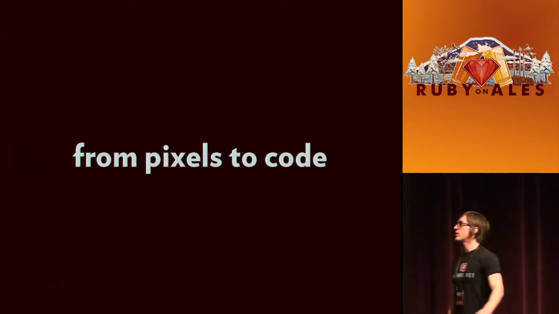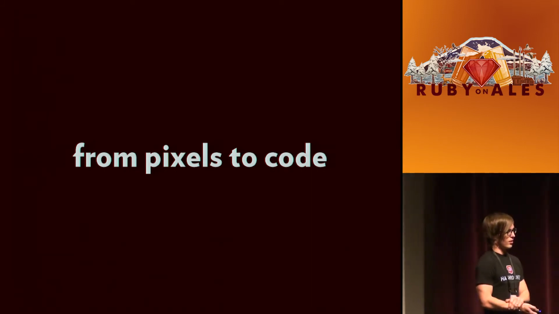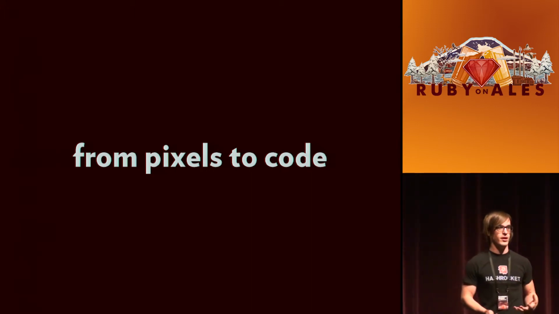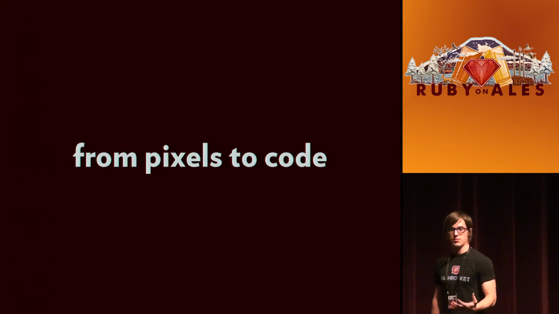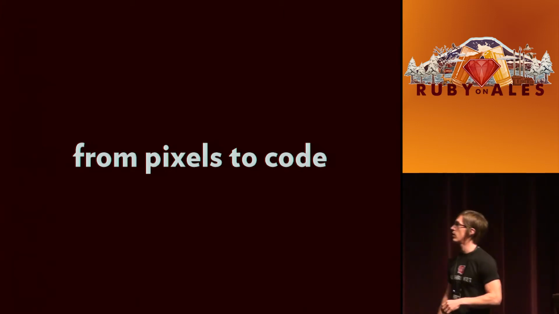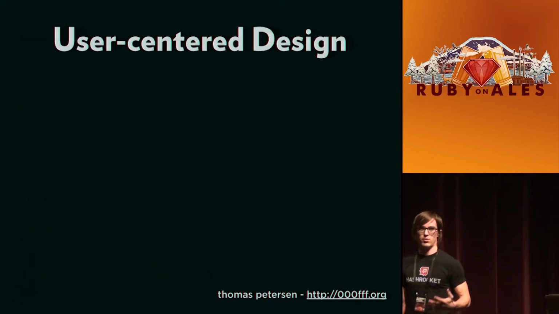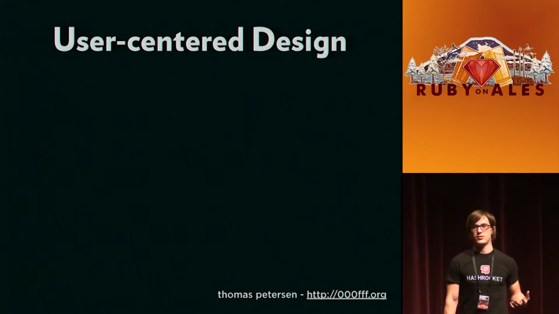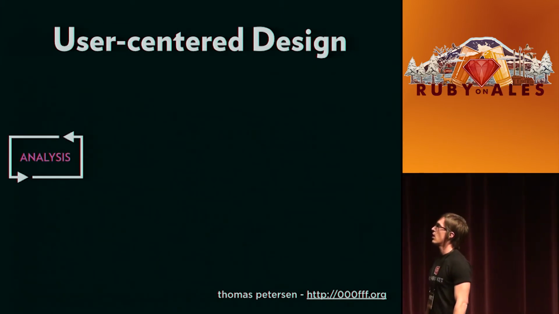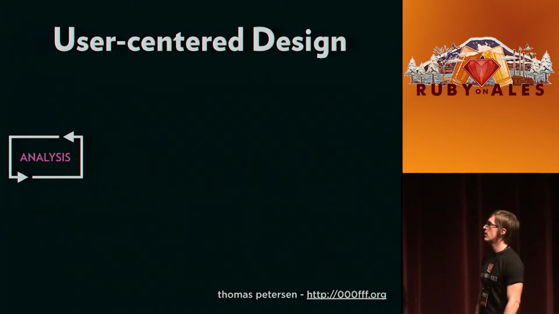So I want to talk about how things go from pixels to code, and how that generally happens in our industry compared to how it happens at Hashrocket. You can compare and contrast that with how it happens at your place of work. Generally speaking, user-centered design is where we're at in the industry right now. This chart is from Thomas Peterson from a couple of years ago, and I think it's pretty apt.